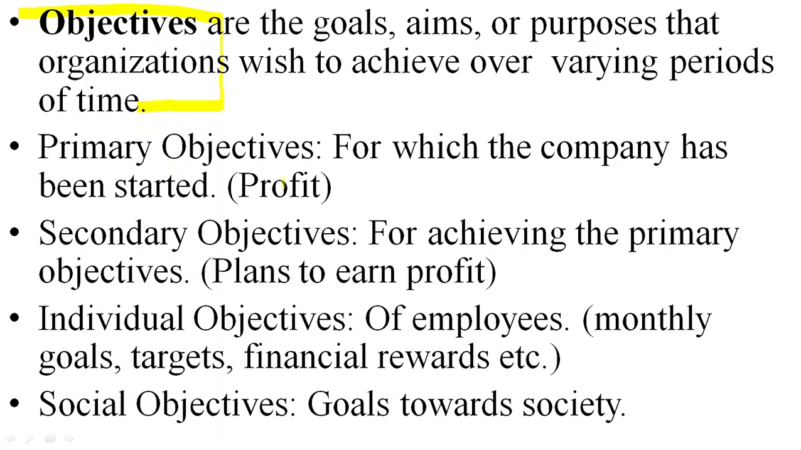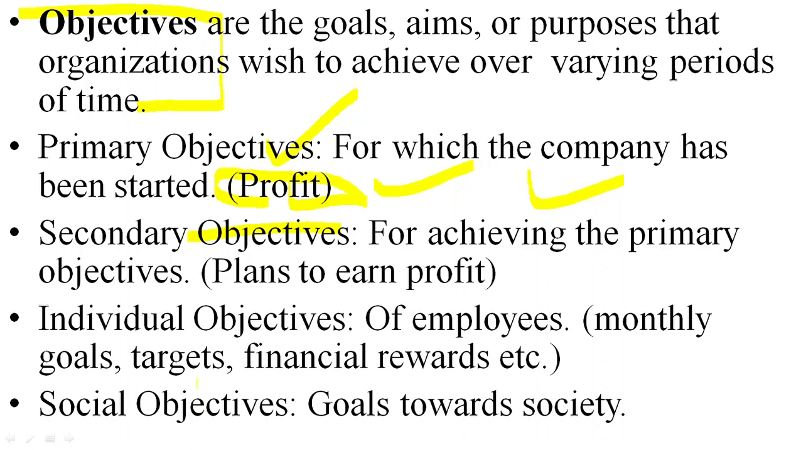There can be primary objectives, that is basically the profit. All the business organizations are functioning for profit making, for the money, for the revenue, and these are the primary objectives of an organization for which the company has been started. There can be some secondary objectives also. These are the objectives that they lay down to achieve the primary objectives. For example, if the primary objective is profit making, then secondary objectives will be all the plans that they have to achieve to earn the profit.